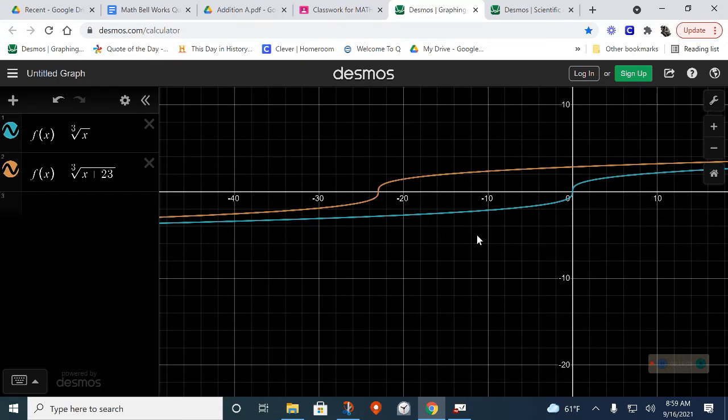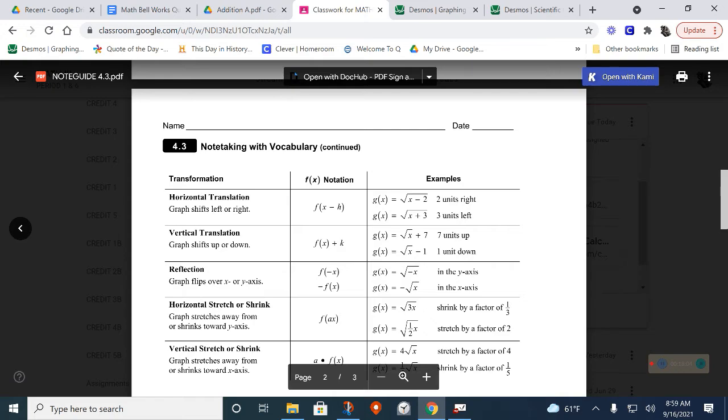Let me go back over here. So look at your screen. Pay close attention, Rocha. This is the key right here. If you add something, it moves it to the left. These are just examples. I added Rocha's favorite number, 23, and the child function moved 23 units to the left. If I subtracted 23, it would have been 23 units to the right. That's what's on your screen. We call that a horizontal translation. You have parent and children.